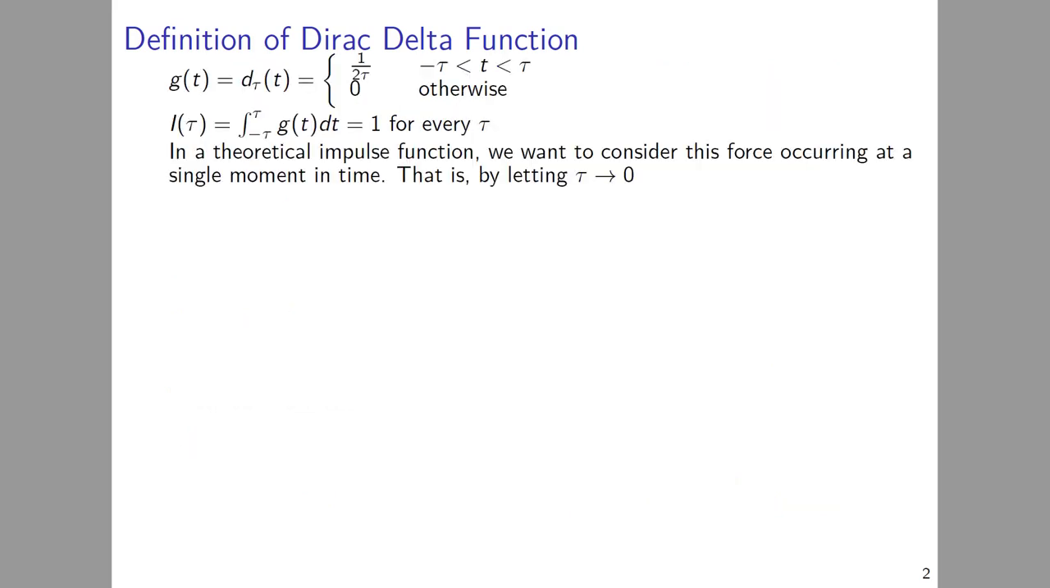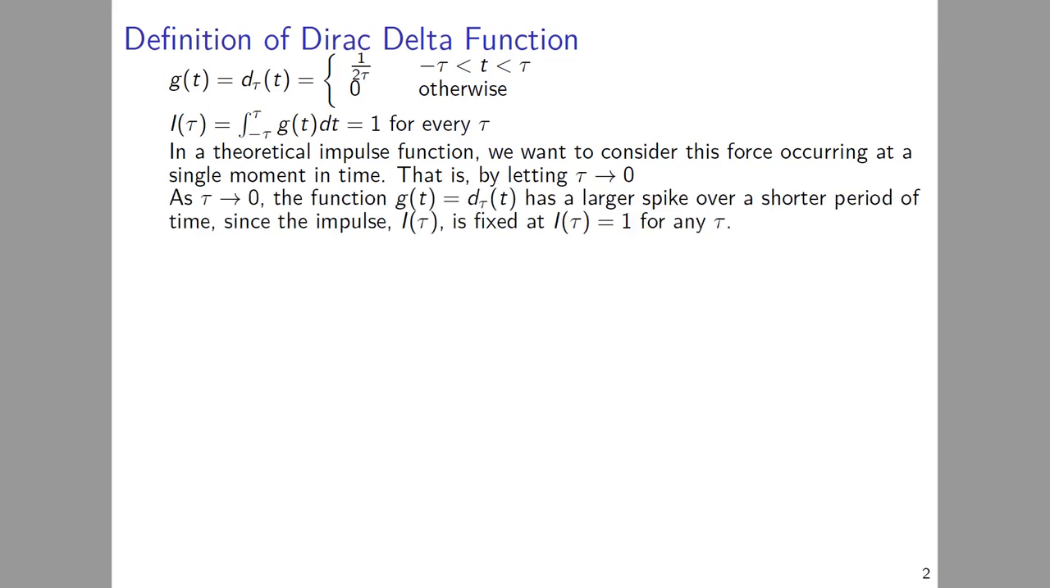Now, in a theoretical impulse function, we want to consider this force occurring at a single moment in time. That is, we want to think about our time interval from negative tau to tau as tau goes to 0. As tau goes to 0, the function g of t, which we can also think of as d sub tau of t, has a larger and larger spike over a shorter period of time, since the impulse, the total area under the function, I of tau, is fixed at 1 for any value tau.